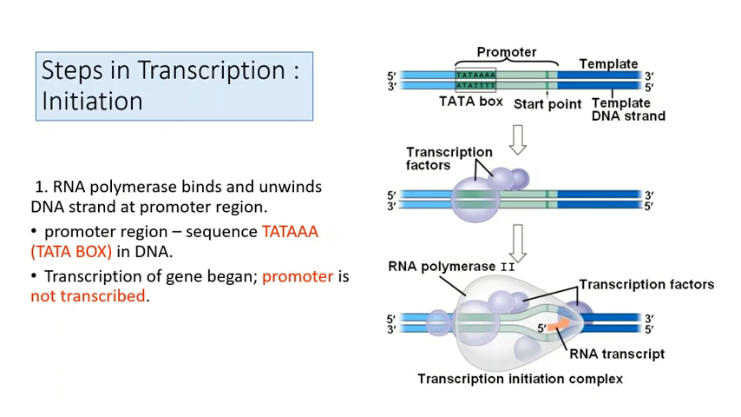So later on, the RNA polymerase will come and bind to that promoter region. Transcription of a gene begins when the RNA polymerase can find the promoter region or the TATA box. But then the promoter sequence itself is not transcribed. You can see that we have the TATA box, it is a promoter region. Here come a few transcription factors. Then when you have the transcription factors, only then do you have the RNA polymerase 2.